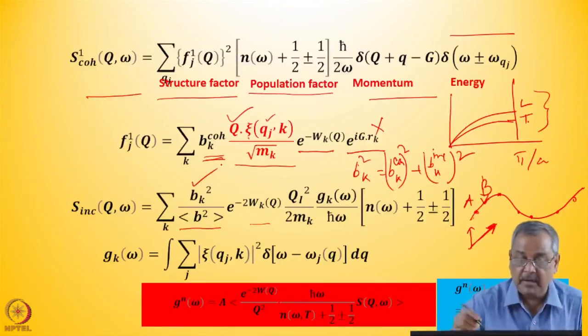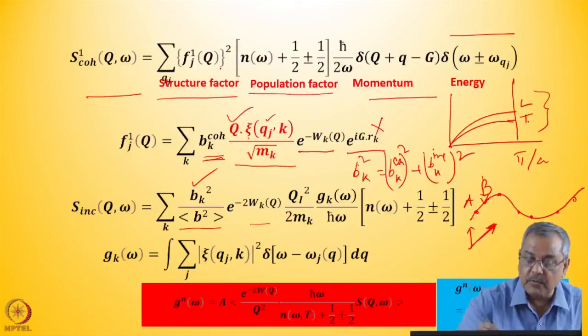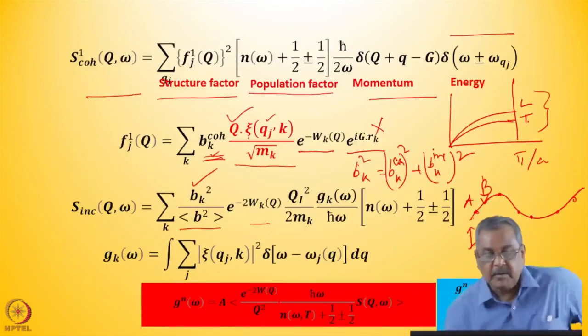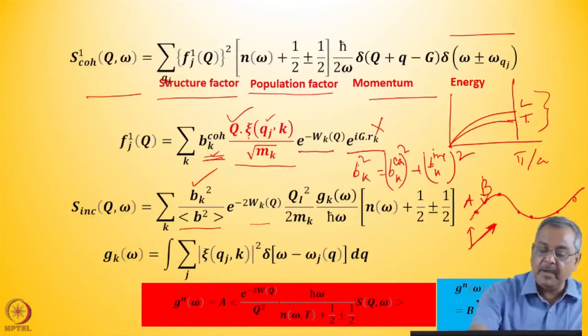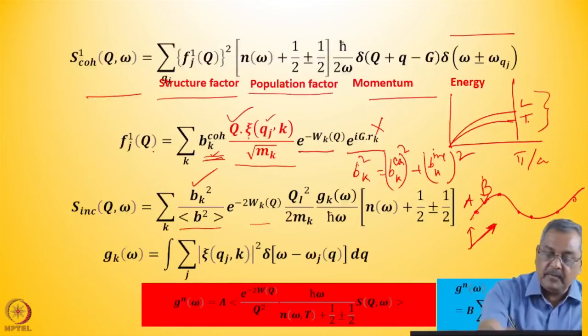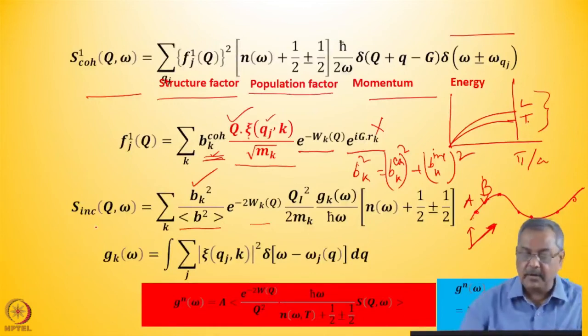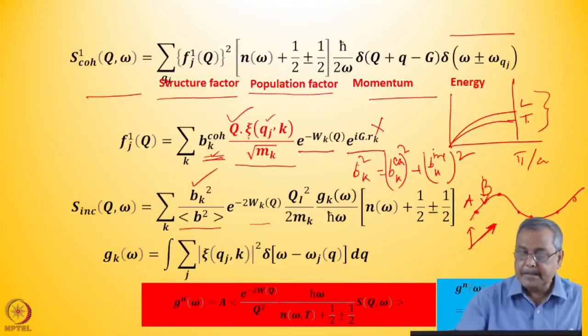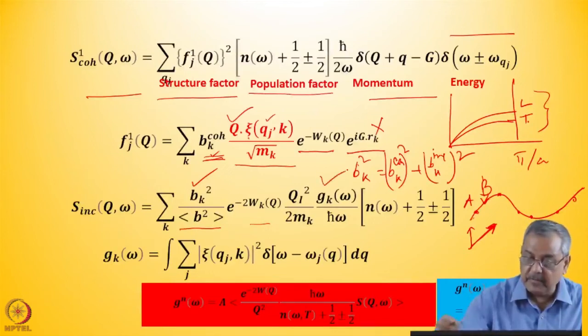This is not coherent. Here up to this point it was coherent. But once I have taken the incoherent approximation, my fjq will have bk total or bk square total when I square them. This is here, it will be squared when I do incoherent scattering law. And then I have the density of states here.